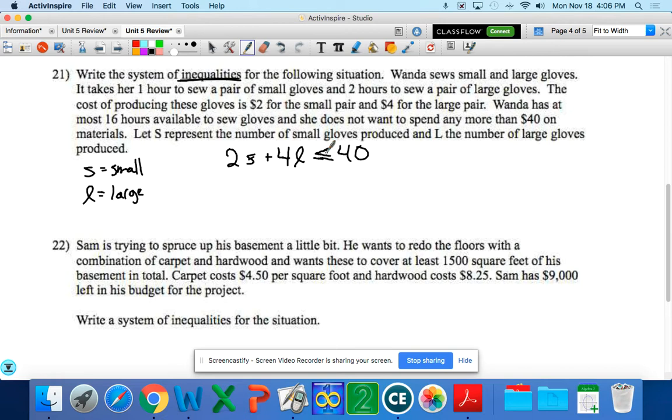It takes her 1 hour to sew a pair of small gloves. That's 1S. You do not need that 1 to be there. Okay, it does not have to be there. I write it there because that's what the problem says. But again, no number out front indicates an invisible 1. It takes her 2 hours to sew a pair of large gloves, and she has at most 16 hours. So this is actually less than or equal to on both of these equations.